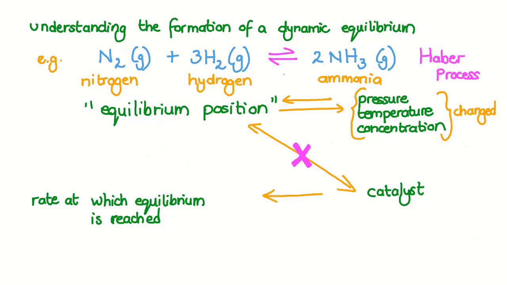However, a catalyst does affect the rate at which the equilibrium is reached. The presence of a catalyst will cause the equilibrium to be reached faster. Now it's time to practice an equilibrium problem.